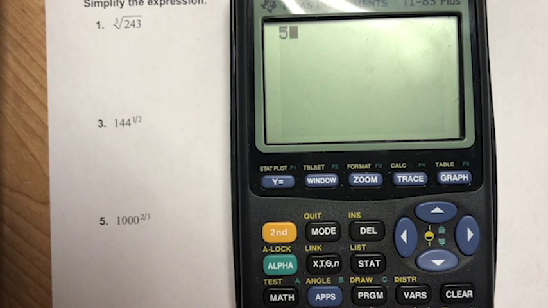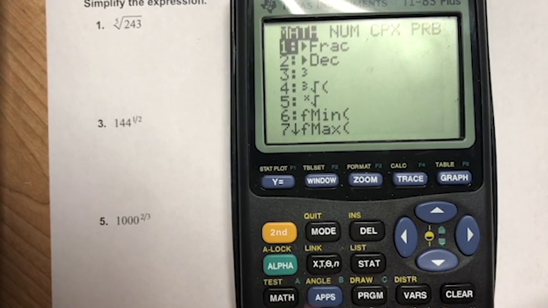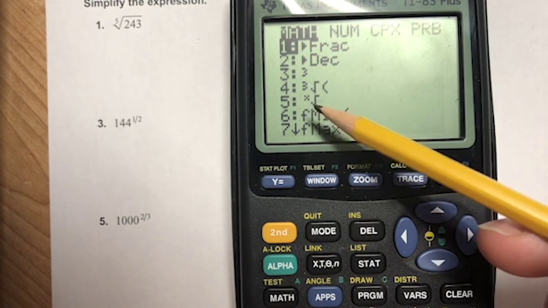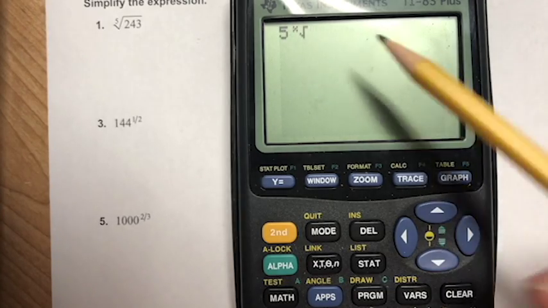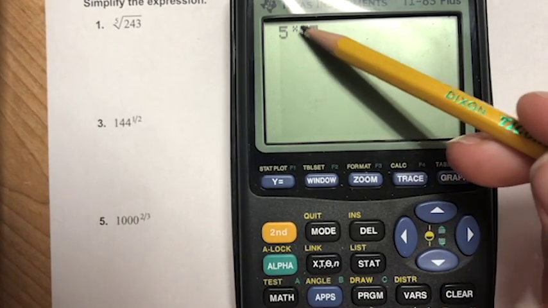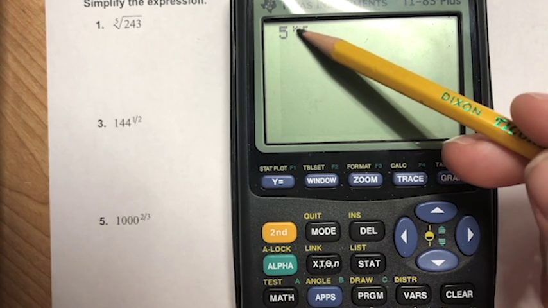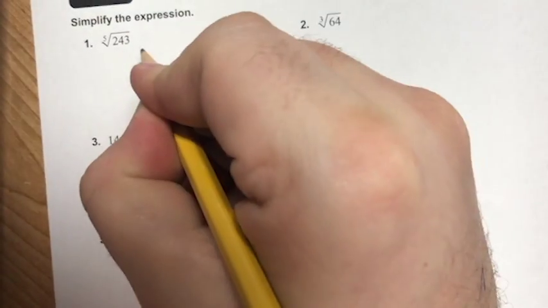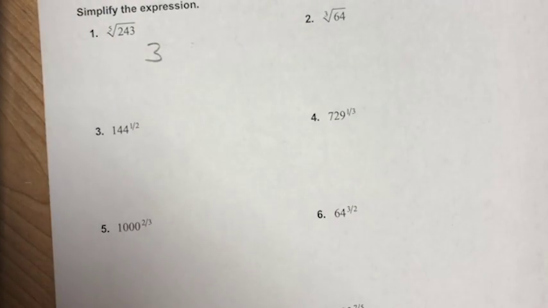You're going to hit the number 5, and then go to the math button and press it. Look here, there's this one with an x and then a radical sign. This is what you want to hit. So press 5, and what this is saying is the 5th root. So that 5 goes in place of that x. So it's the 5th root of 243. Hit enter, and I get 3. I'm done. I simplified the expression.